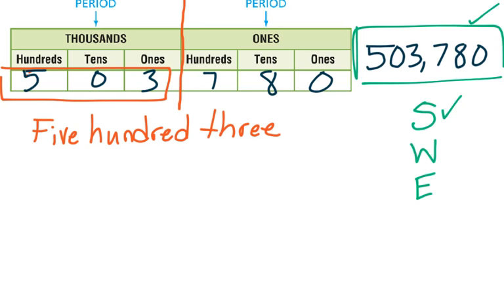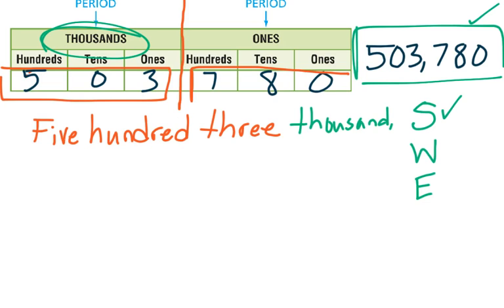Notice there's not an "and" in there anywhere. We don't say "and." 503. Now, before we move on to the next set of numbers, we have to say the period name. 503,000. Then I can move on to my next period.